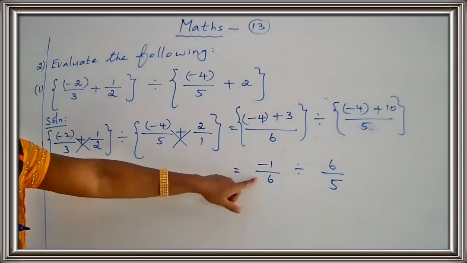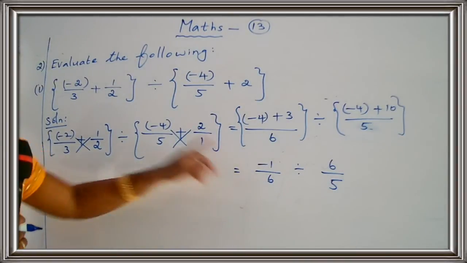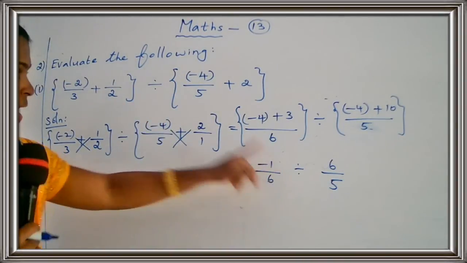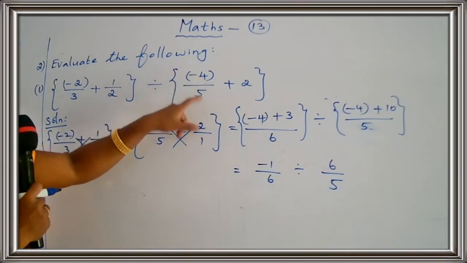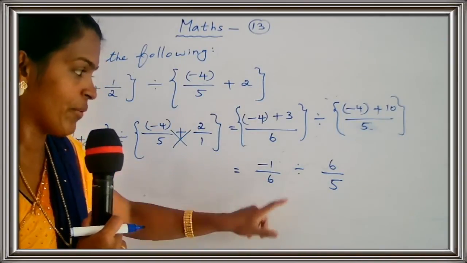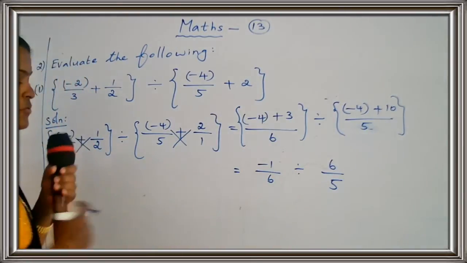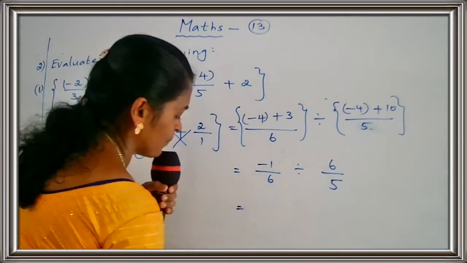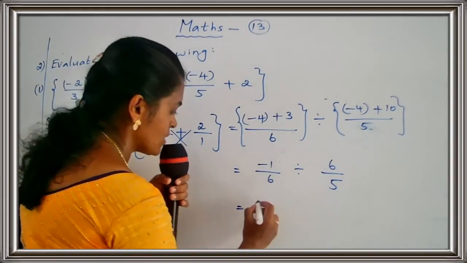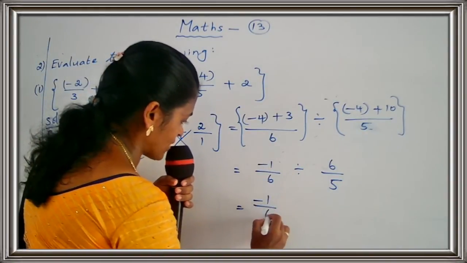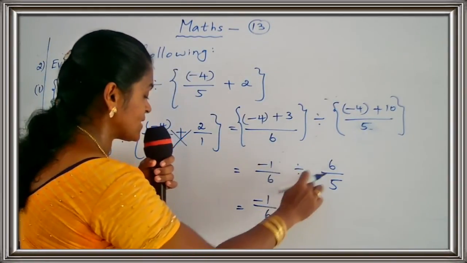Now this division symbol converts into multiplication. Multiply the dividend by the reciprocal of the divisor. In division, multiply the dividend by the reciprocal of the divisor. So what is the reciprocal of 6 upon 5? 5 upon 6. Okay, children?